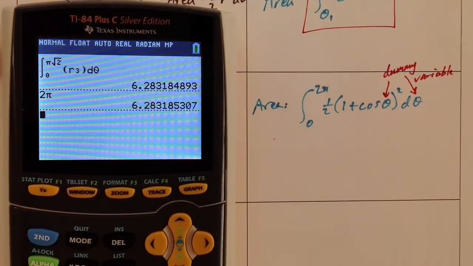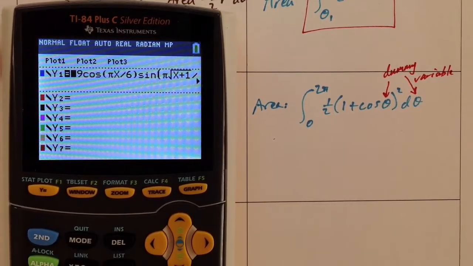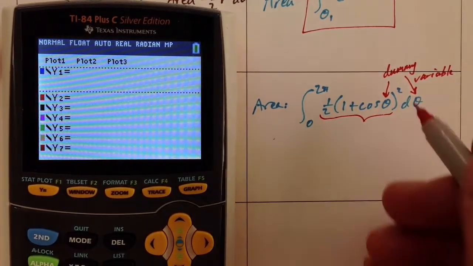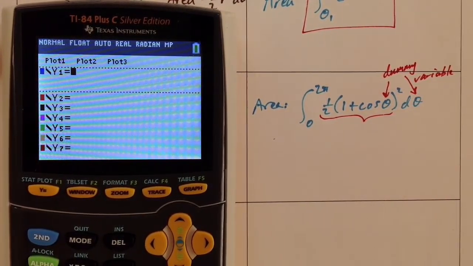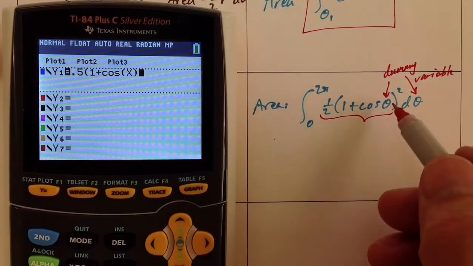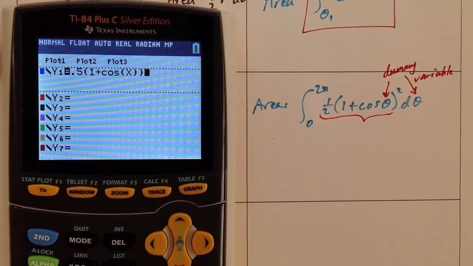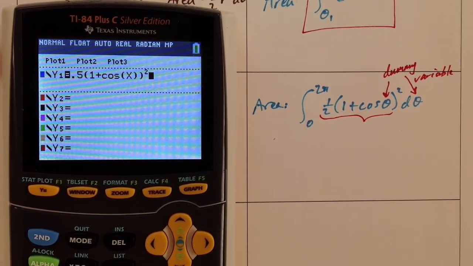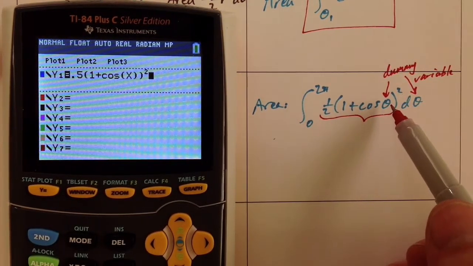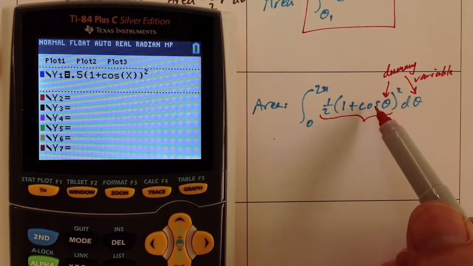So anyway, we can go ahead and define our y1. I like to do this first. I like to make sure that my integrand is y1, because otherwise I'm going to forget that squared. That's really going to bother me. So I'm going to go 0.5 times (1 plus cosine of theta), or in this case that's going to be x, because I'm in function mode. And I'm going to square that. So now I can double check here: (1 plus cosine of x) squared, that's consistent with what we have here.